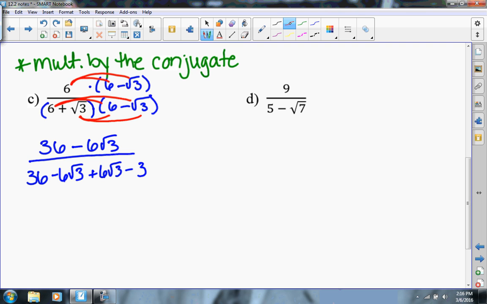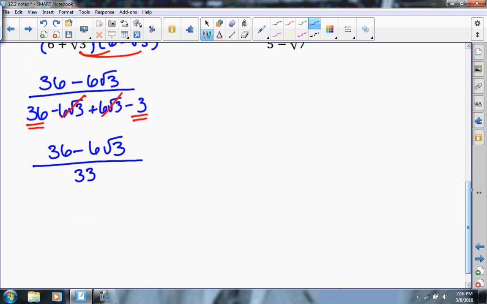Now, again, the whole reason we do that is so that when I combine my like terms in the denominator, I have a negative 6 square root 3 and a 6 square root 3. They'll cancel. And then I just have to do the 36 minus the 3. So now, when I combine those like terms in the denominator, I have 33. My radical has completely gone away. And then I still have 36 minus 6 square root 3 in my numerator. I can't combine those together because they're not like terms.